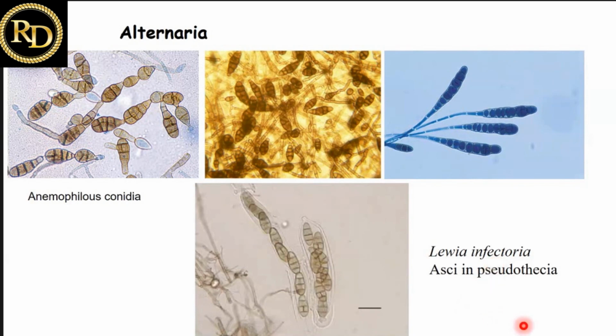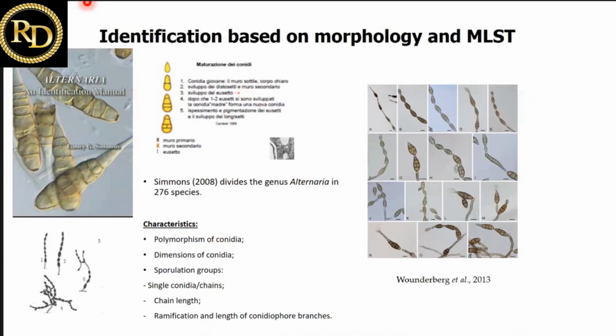Very rarely in nature we can observe also the reproduction form, which is ascospores produced into asci and released by pseudothecia. There was a very good identification manual by Emory Simmons. It was written some years ago. Emory Simmons is not alive anymore. And here there were 276 species. Anyway, I must tell you that the taxonomy has really changed in the last years.